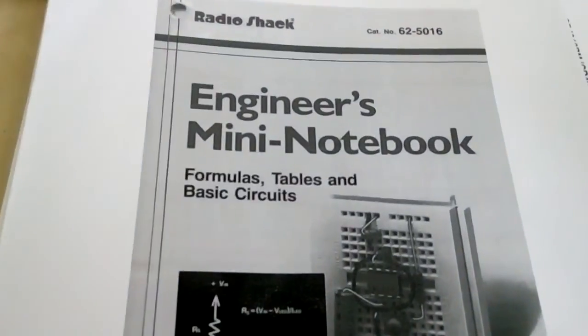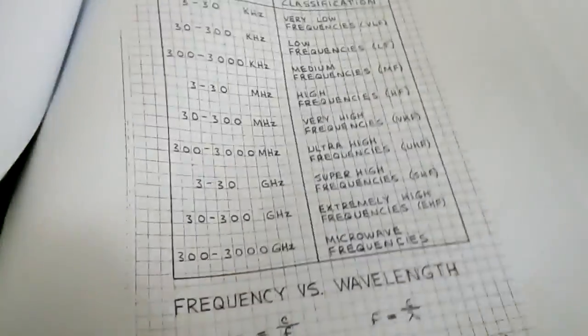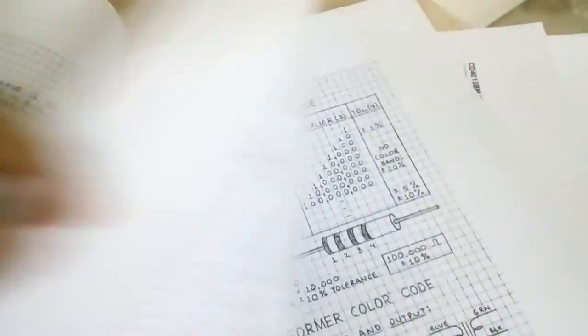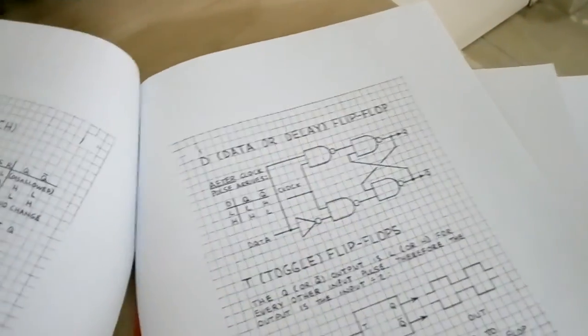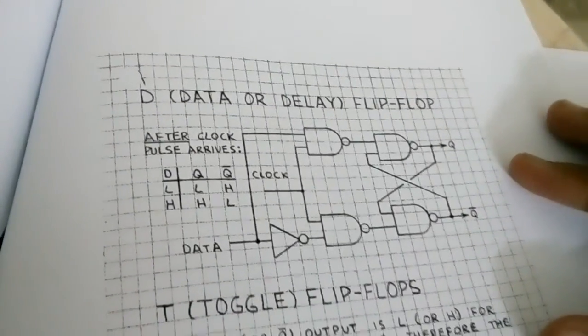That's why I got myself this sometime back, Forrest Mims' Engineer's Mini Notebook, which is an excellent reference guide. I'll try to link it in the description. So it has some of these logic circuits in it. Well, at least it had. Yes. So this, the data or delay type flip-flop, is what we are looking at.